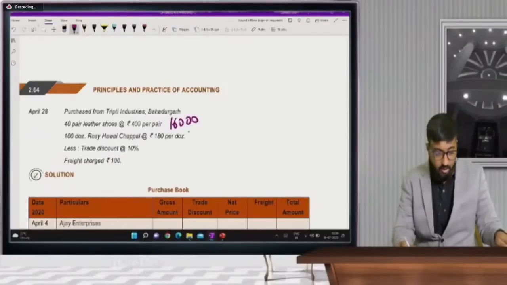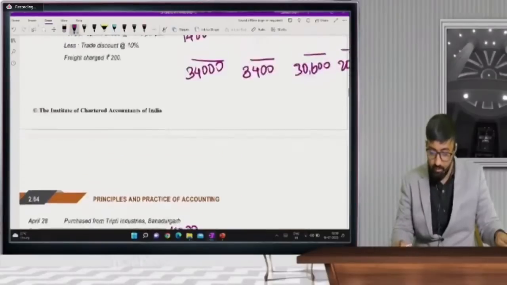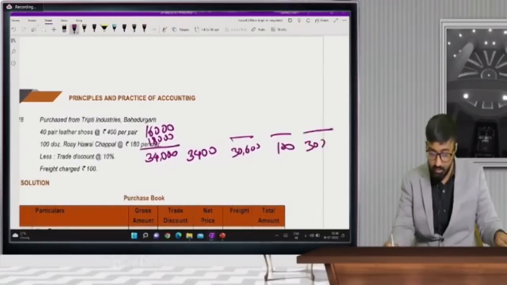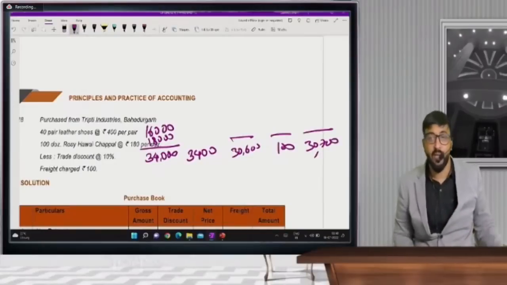चार से 40, 18,000, total 34,000, again 3,400, 30,600, 100 and 30,700. Okay.